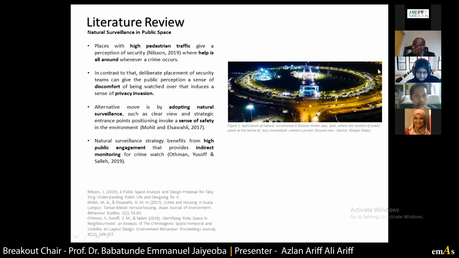So as you can see in one of the projects in Malaysia, which is Bulatan Aman Jaya, it is a roundabout with a public park in it at the center. So it has become the focus view where people are safe despite carrying out recreational activity at night.